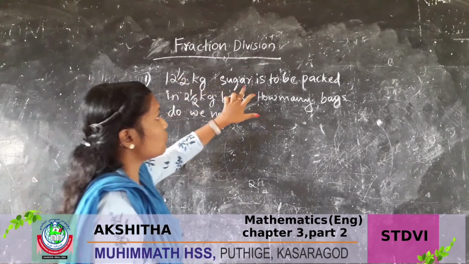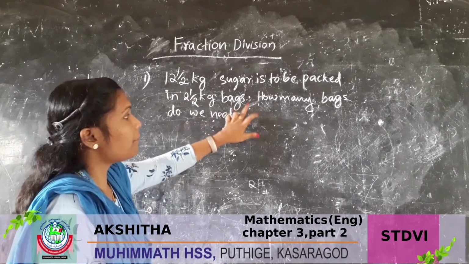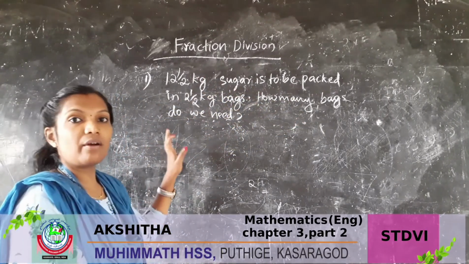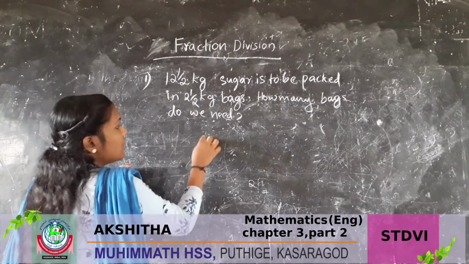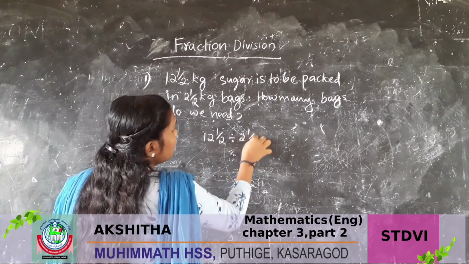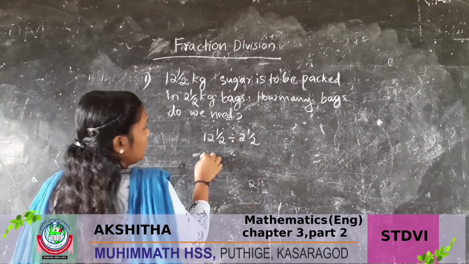12.5 kilogram sugar is to be packed in 2.5 kilogram bags. How many bags do we need? So here also we have to divide. Let us see the answer. 12.5 divided by 2, 1 by 2. So next step, reciprocal. Okay.